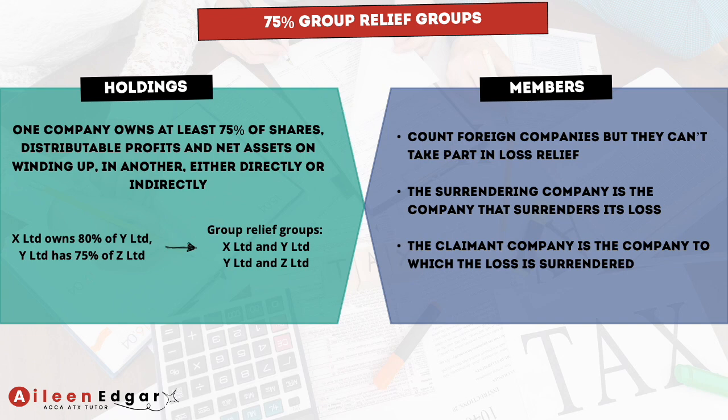Are there any other restrictions on who can be a member of a group relief group? We do count foreign companies, but they can't actually take part in the sharing of losses for the purposes of the exam. Why would we count them in then? Well, it's because that foreign company might have a UK subsidiary that we could then get access to via an indirect holding.